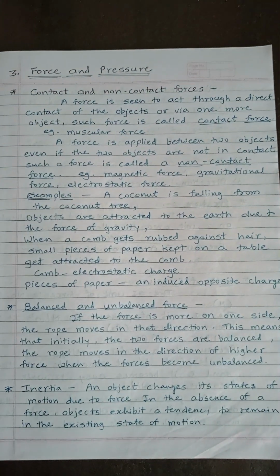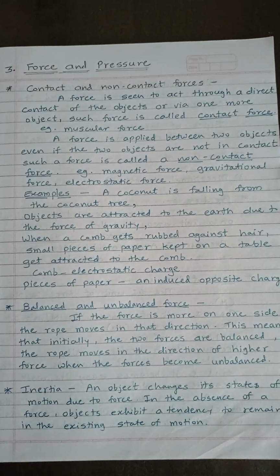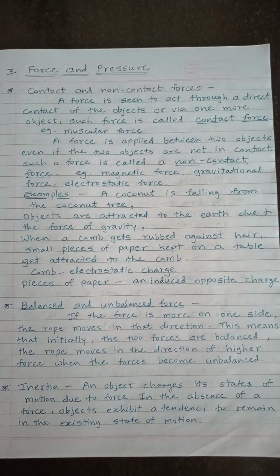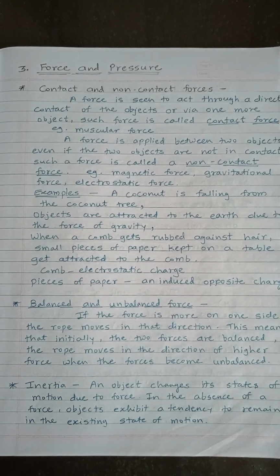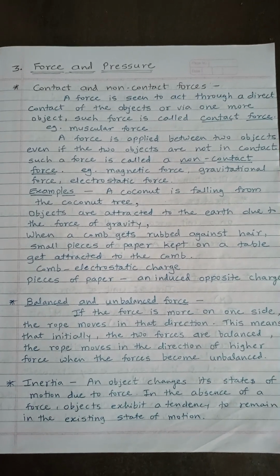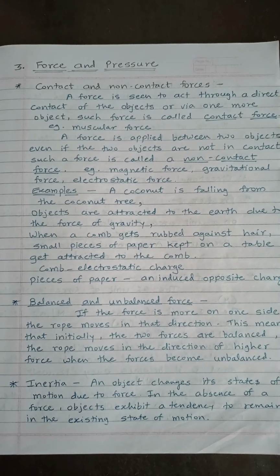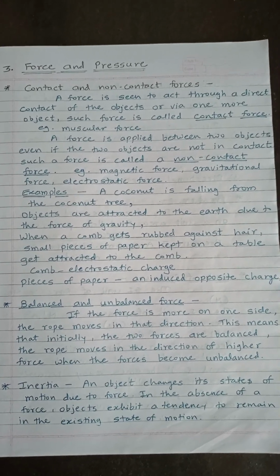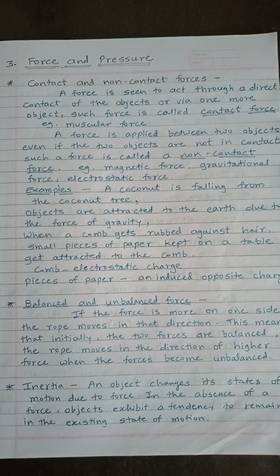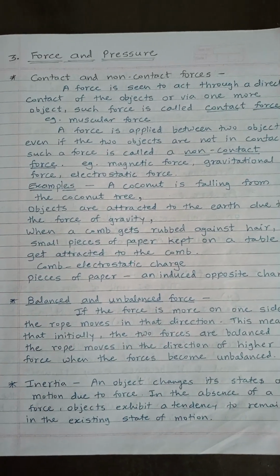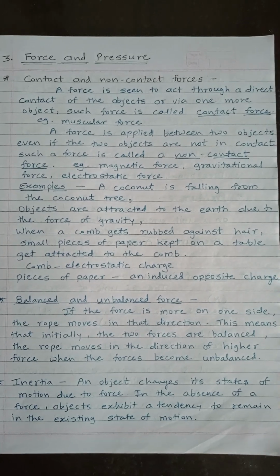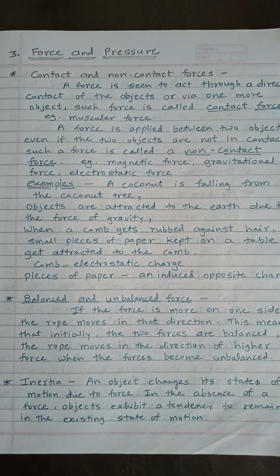Examples: a coconut is falling from the coconut tree. Objects are attracted to the earth due to the force of gravity. When a comb gets rubbed against hair, small pieces of paper kept on a table get attracted to the comb. The comb has an electrostatic charge and the pieces of paper have an induced opposite charge.